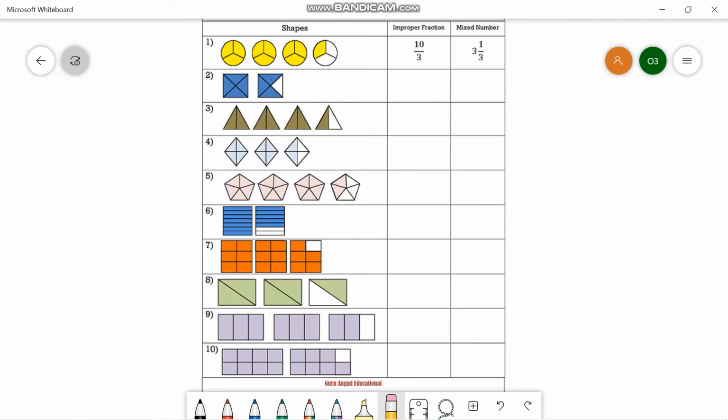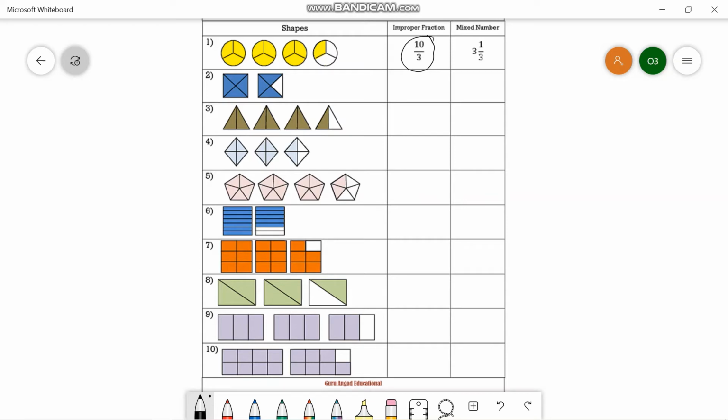Number 1, let's write first the improper fraction. In writing the improper fraction, first you need to count the number of shaded parts. The shaded parts are the ones with color yellow. 1, 2, 3, 4, 5, 6, 7, 8, 9, 10. So there are 10. Each whole is divided into how many parts? That is 3. So 10/3. You will notice that the numerator is greater than the denominator, so this is an improper fraction. 10 shaded parts, and one whole is divided into 3 parts, so that is the denominator.